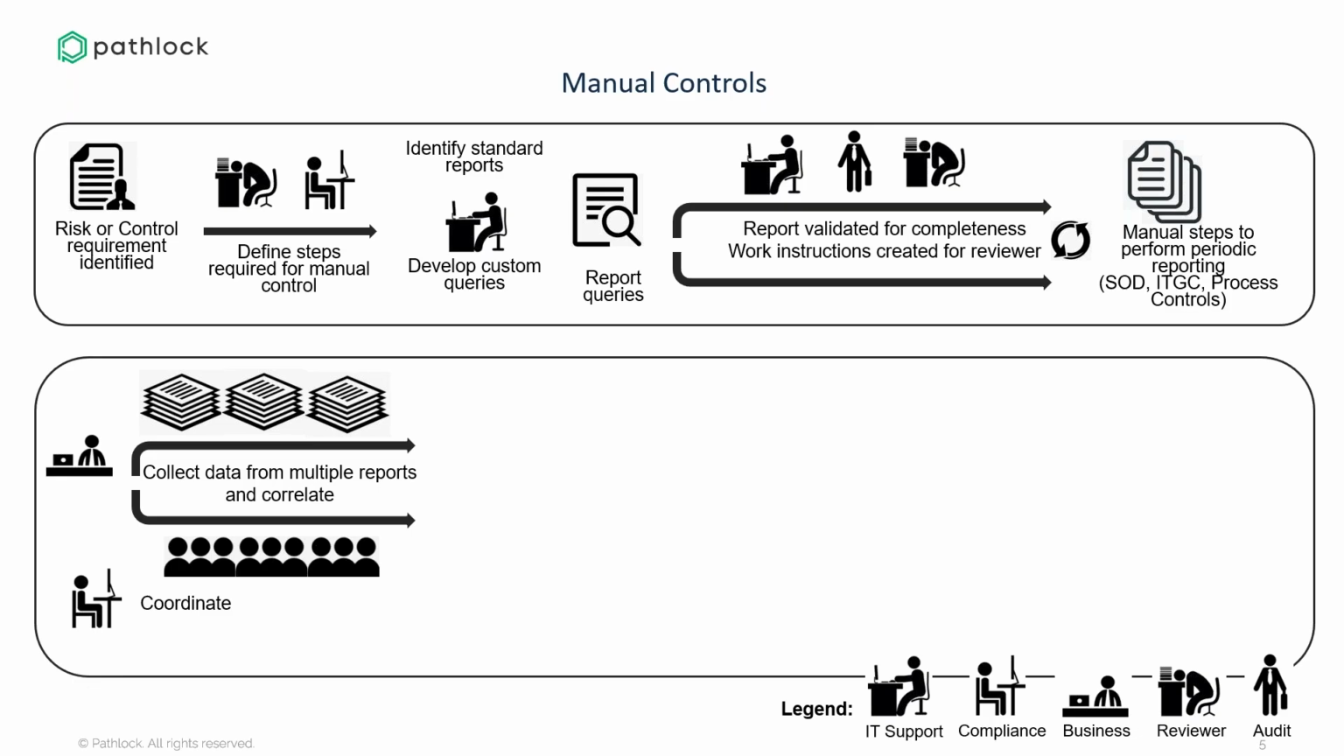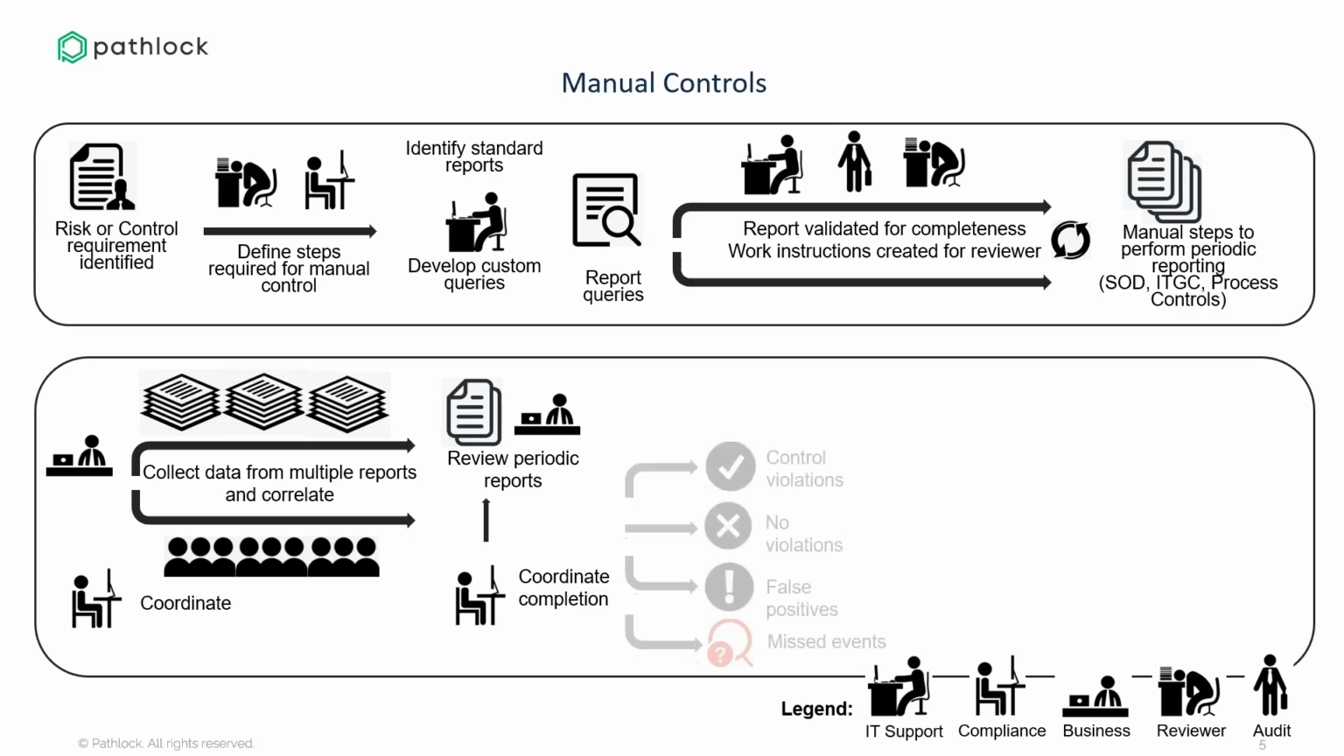Now, when we have to actually test that control, what are the steps? We collect data from multiple different reports, from all those different queries. We have to run those queries. We have to coordinate a team from the business side to gather data from different reports, whether from SAP systems or non-SAP systems. So that takes quite a bit of time. And then the compliance team or the business team has to review those periodic reports and coordinate the completion of the review and the testing of that control with the compliance team. Again, all manual, all through email, all a manual process.